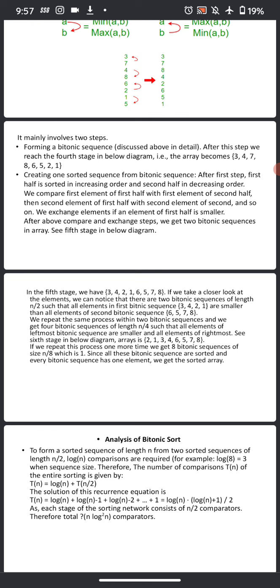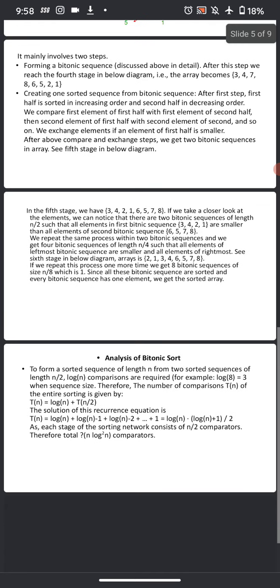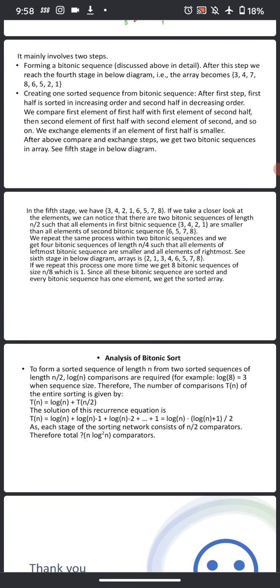We repeat the same process within the two bitonic sequences and we get four bitonic sequences of length n by 4, such that all elements of the leftmost bitonic sequence are smaller and all elements of the rightmost are larger. If we repeat this, the sixth stage in the below diagram arises: 2, 1, 3, 4, 6, 5, 7, 8. If we repeat this process one more time, we get 8 bitonic sequences of size n by 8, which is 1. Since all these bitonic sequences are sorted and every bitonic sequence has one element, we get the sorted array.